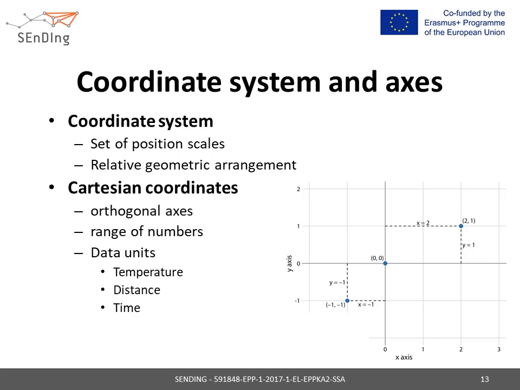Data values usually aren't just numbers, however. They come with units. For example, if we're measuring temperature, the values may be measured in degrees Celsius or Fahrenheit. Similarly, if we're measuring distance, the values may be measured in kilometers or miles, and if we're measuring time, the values may be measured in seconds, minutes, or hours.